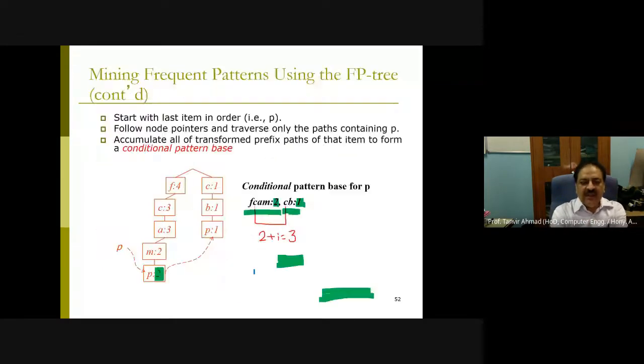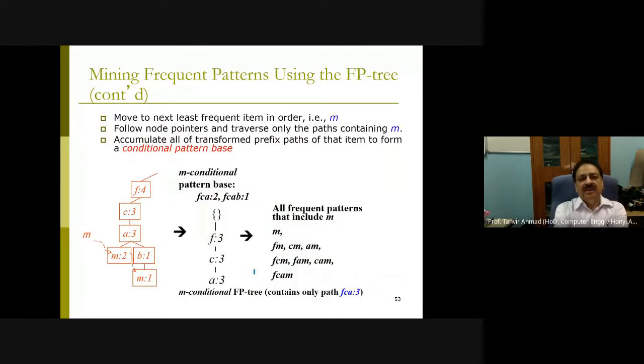Now let us try to check for this FCA 2 और FCAB 1. अब बताओ इसका फ्रीक्वेंट पैटर्न कौन कौन सा होगा? यहाँ पे F का काउंट क्या है? 2 है. F का काउंट 1 है तो F 3 होगा. FB जनरेट होगा. C का काउंट क्या है? 2 है. C का काउंट 1 है तो इसका C भी जनरेट होगा. A का काउंट 2 है, A का काउंट 1 है तो A का काउंट 3 है तो ये 3 होगा. तो यानी इससे बहुत सारे निकलेंगे.